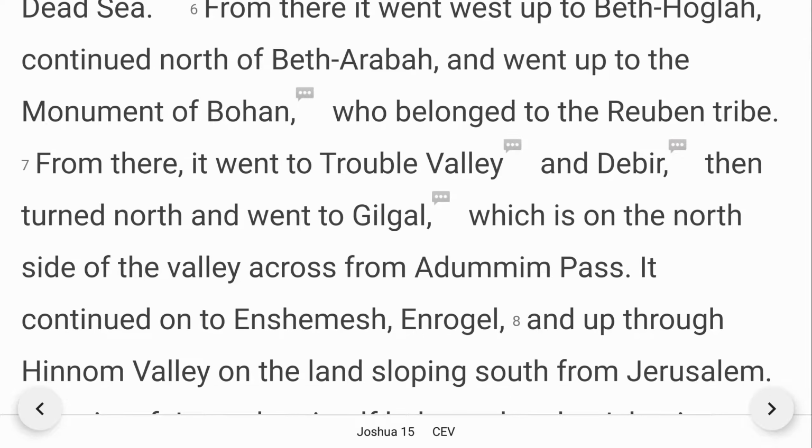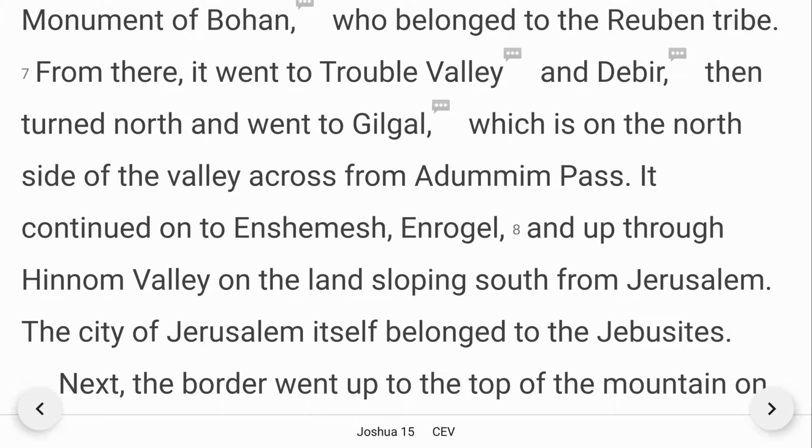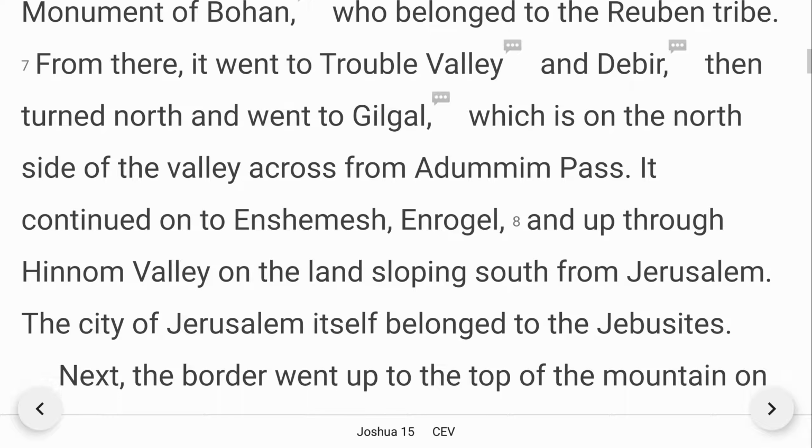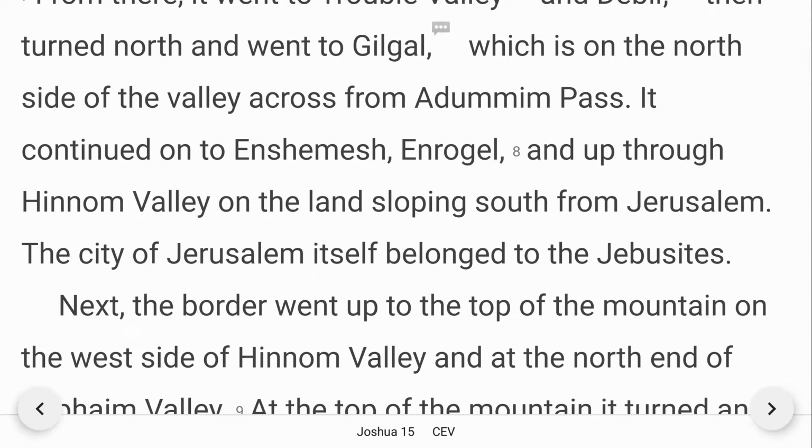From there, it went to Trouble Valley and Debir, then turned north and went to Gilgal, which is on the north side of the valley across from Adumim Pass. It continued on to En Shemesh and En Rogel and up through Hinnom Valley on the land sloping south from Jerusalem.